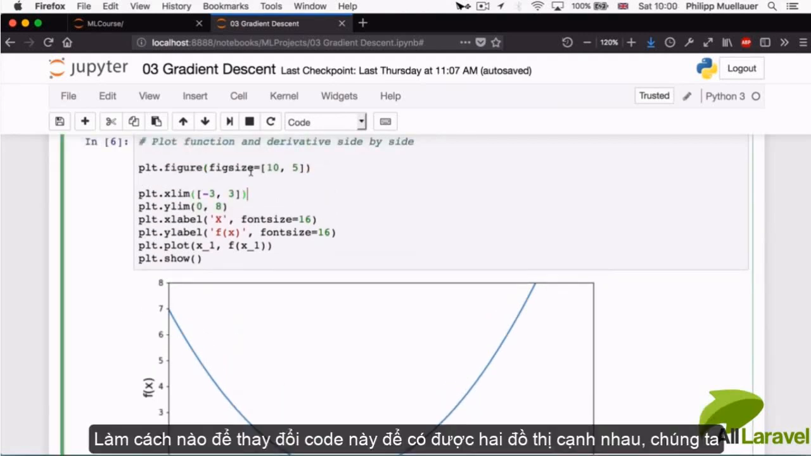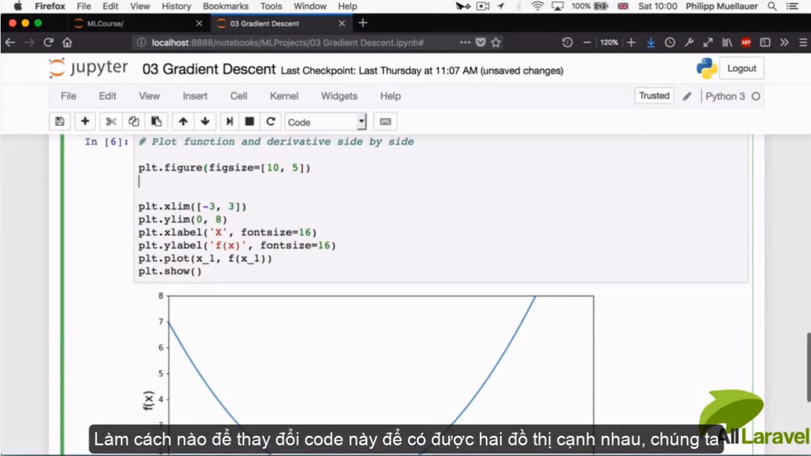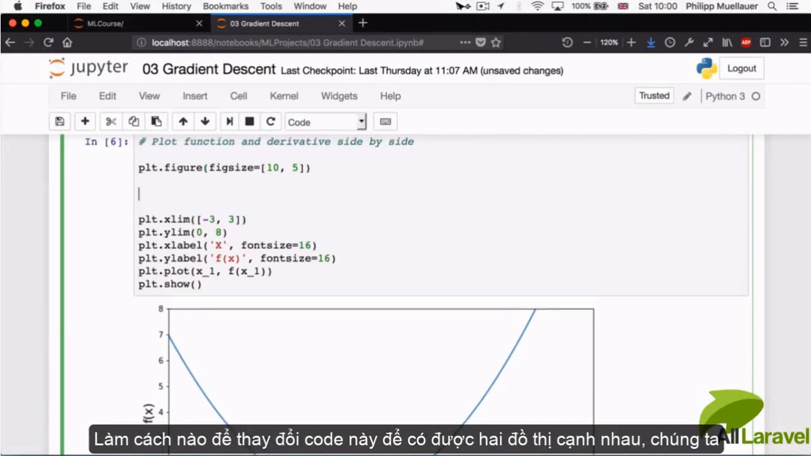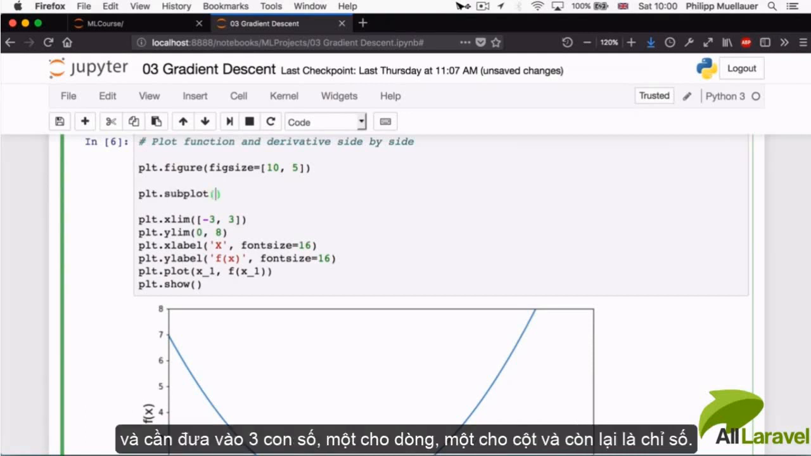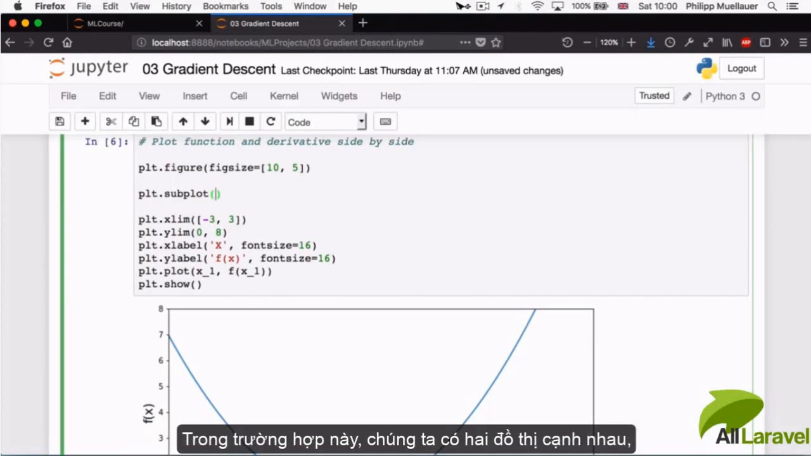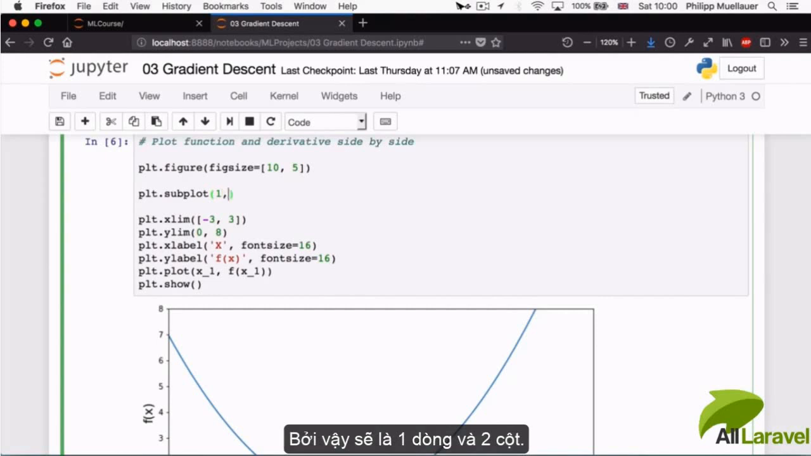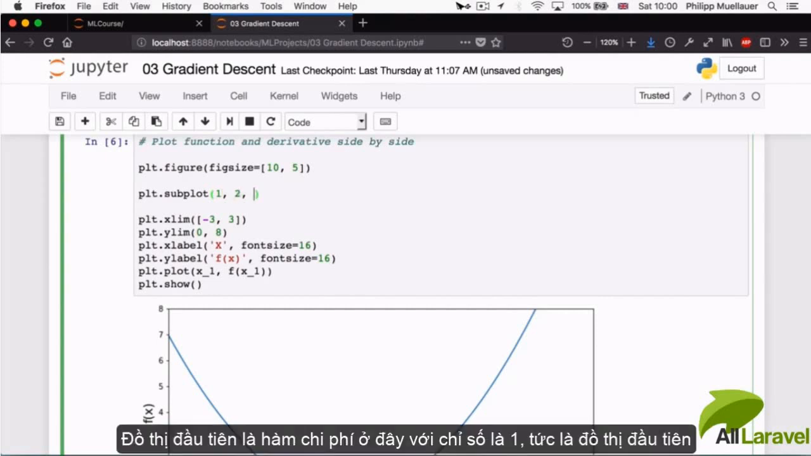Now I'm going to modify this code a little bit more. In order to have two plots side by side, we're going to have to use this subplot functionality from Matplotlib. So I'm going to use plt.subplot, and then I have to specify three numbers: a row, a column, and an index. In this case, I'm going to have two plots side by side, so they're going to be in the same row. So one row, two columns, and the first plot, this cost function here, is going to be at index 1. It's going to be my first plot.